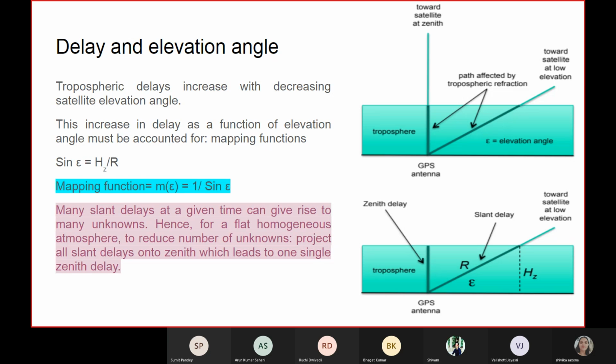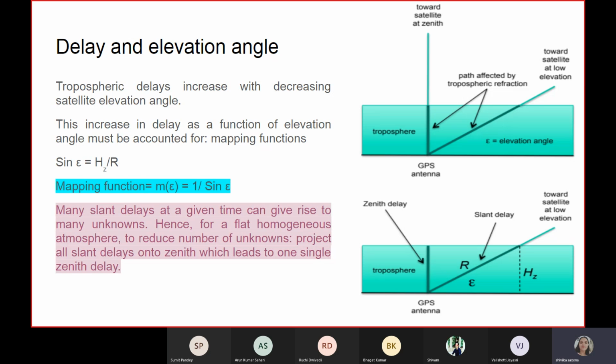Ma'am, what causes this? I told you, no? It is caused due to atmospheric refraction. Ma'am, but when the signals are following the normal path, then I think refraction will be least. Least, yes, that is what I'm saying.